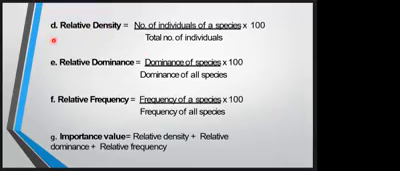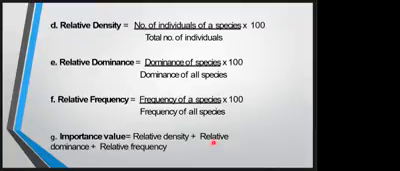Same as with the underground vegetation. Same with the forest for 3 species, no? Relative dominance, and then the relative frequency, then importance value. So the importance value is the sum of the relative density, the dominance, and the frequency.